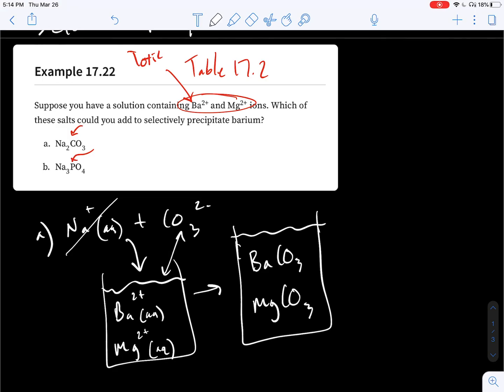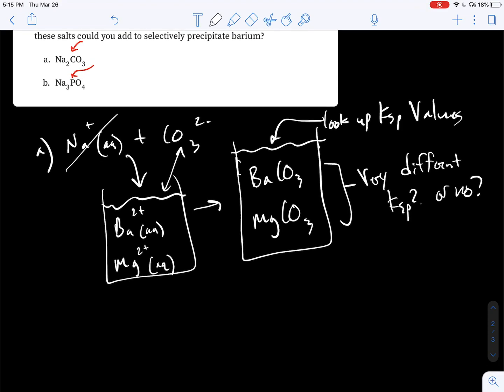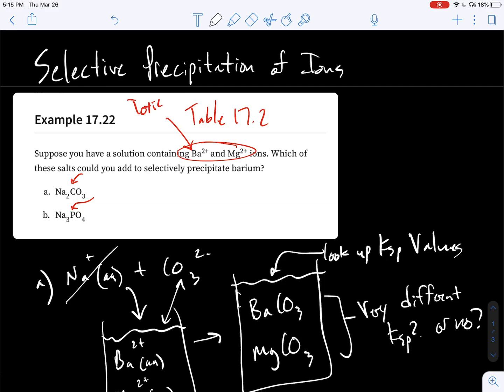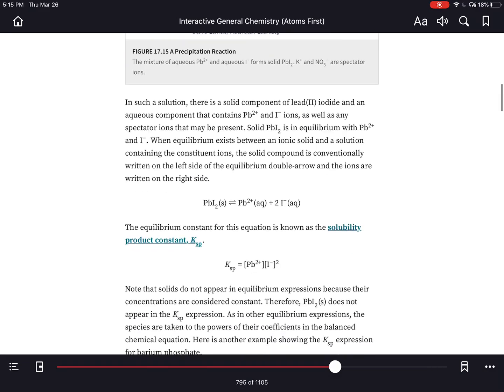What we need to do is look up KSP values for these compounds that we formed. So does carbonate give two compounds with very different KSPs? Or no? That's the question. Let's look at barium carbonate. I wrote table 17.2. This is the table that they tell you in the book to go look at. I have it pulled up right here. So this is in chapter 17.6, two sections ago.